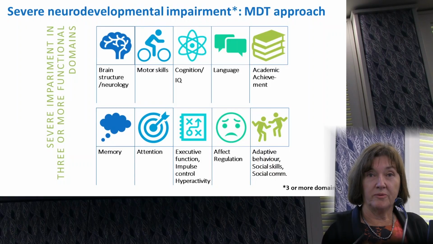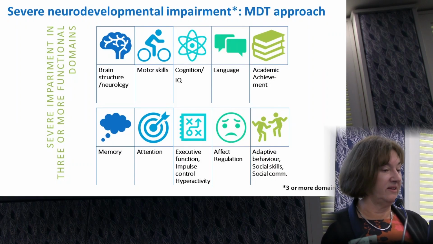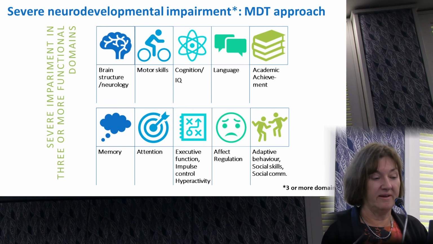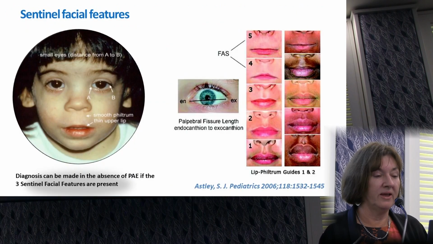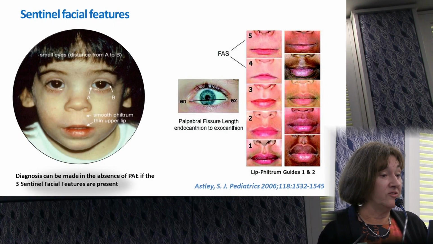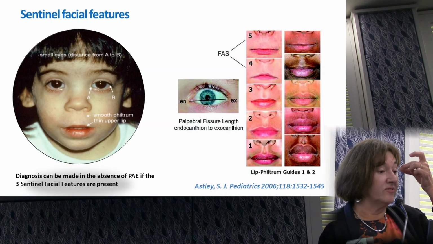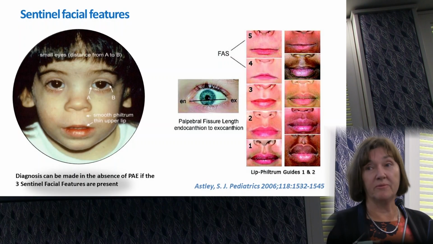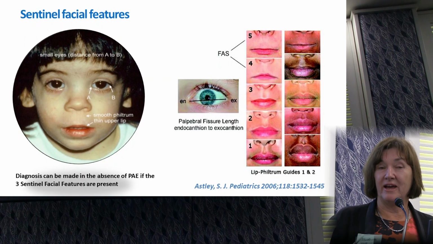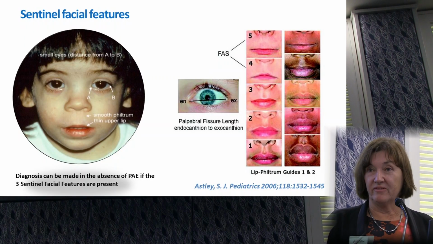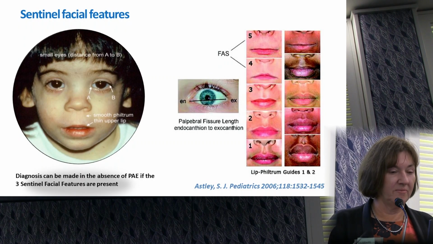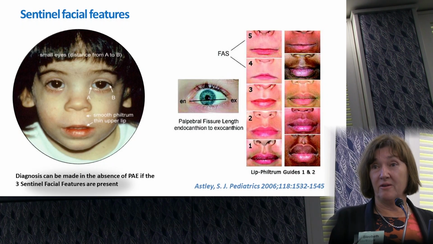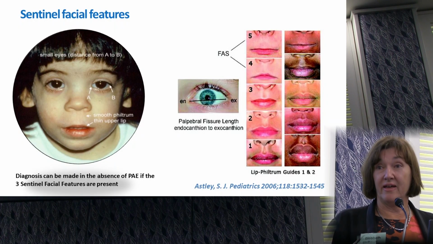But we do use eyewitness accounts as well. And then we have a multidisciplinary team that will assess a whole range of abilities such as IQ, motor skills, language function, academic achievement, memory, etc. And then we look for these physical features, those 3 characteristic ones of the narrow eye openings, the flat, long philtrum, and the upper lip. And we have done some work in this population to look at which is the best lip philtrum guide to use in these Aboriginal kids.